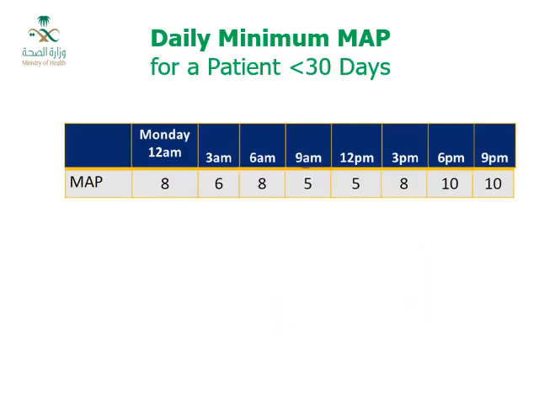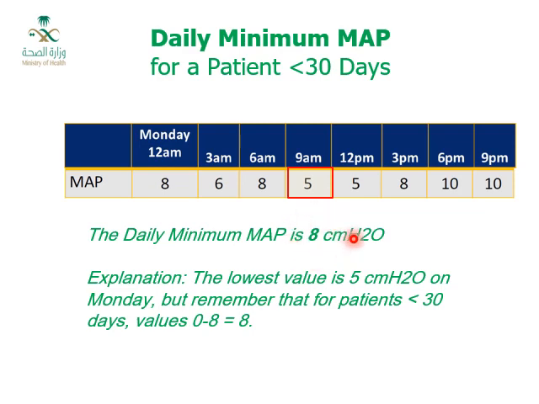This example explains how to identify the daily minimum MAP. We have this patient with multiple records of MAP during 1 day. As you see here, the lowest value is 5. But if you remember, the patient is less than 30 days old, so the value from 0 to 8 is equal to 8. So we will record the daily minimum MAP on that day as 8, because the patient is less than 30 days old and values from 0 to 8 are set equal to 8.